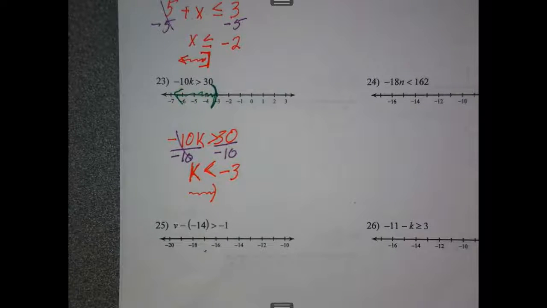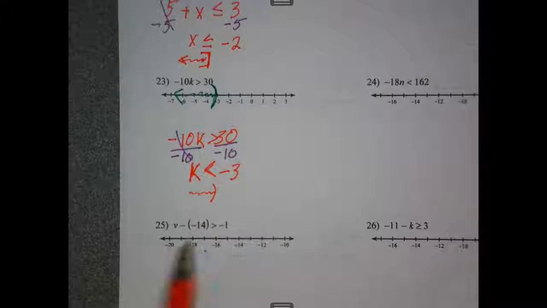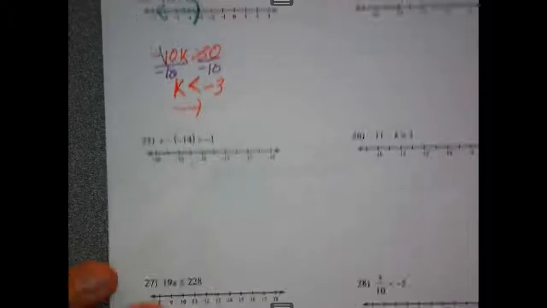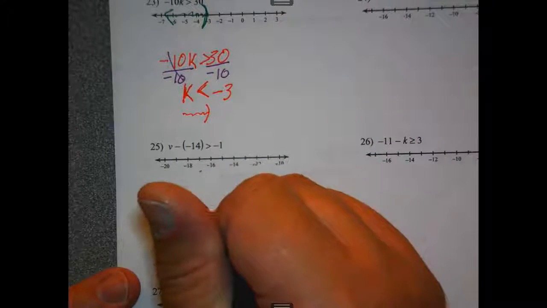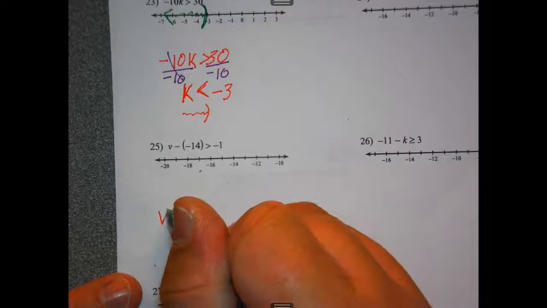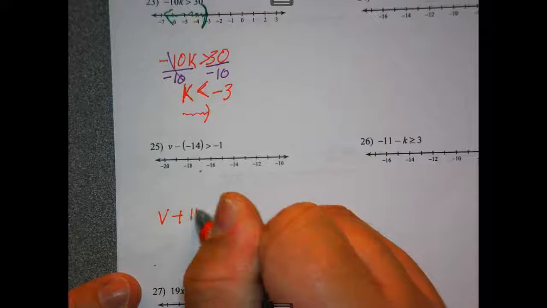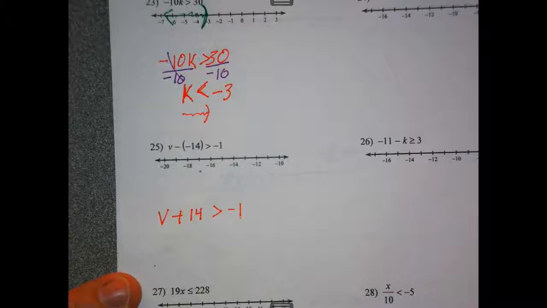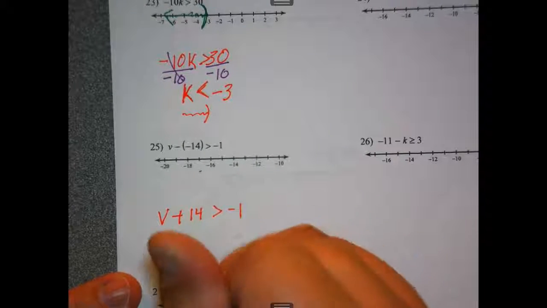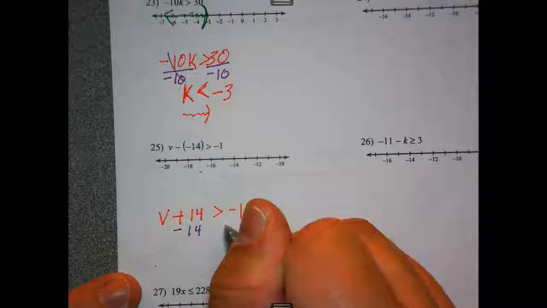25. When I have a double negative, what happens? Well, it cancels out the negative by making it a positive. So I actually have b plus 14 greater than -1. I'm going to subtract 14 from both sides.